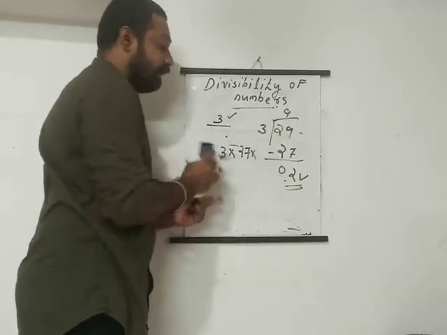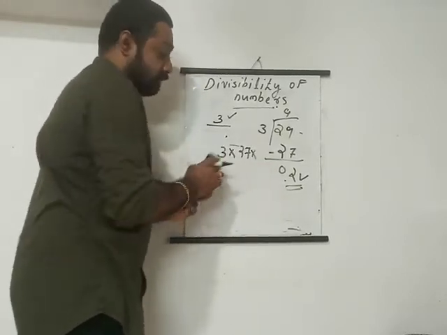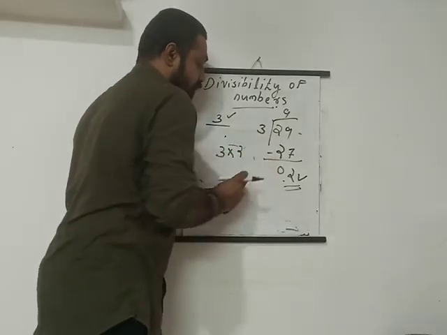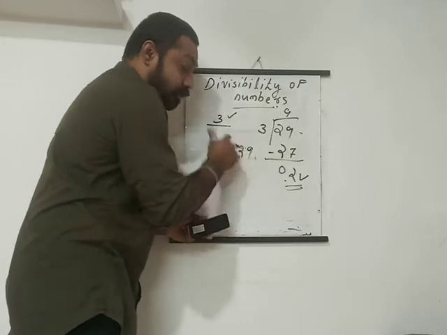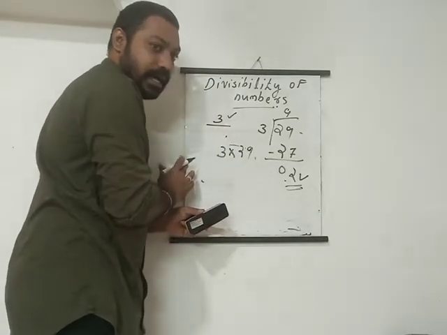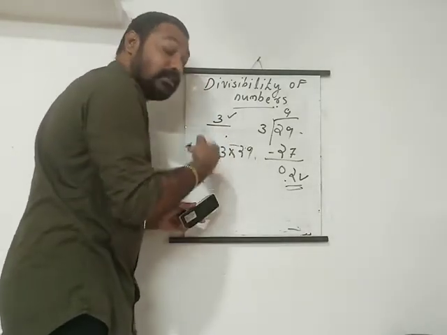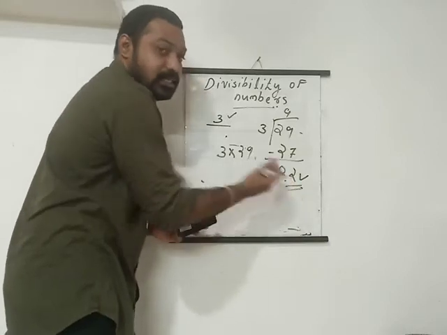We cannot divide fully. This is not 27, it is 29. Okay, 29 we cannot. 29 is not divisible by 3. We can divide 29, but it is not divisible by 3, which means we will get a remainder of 2.